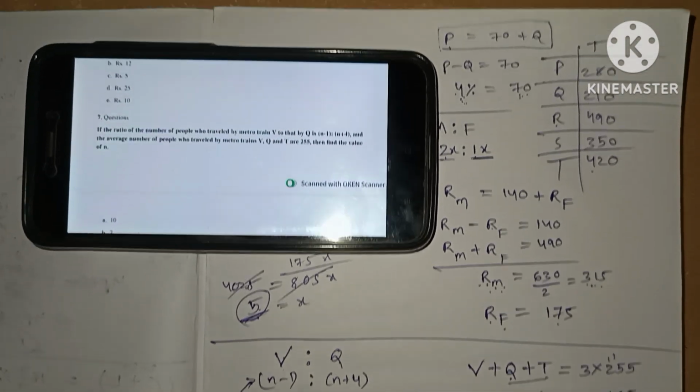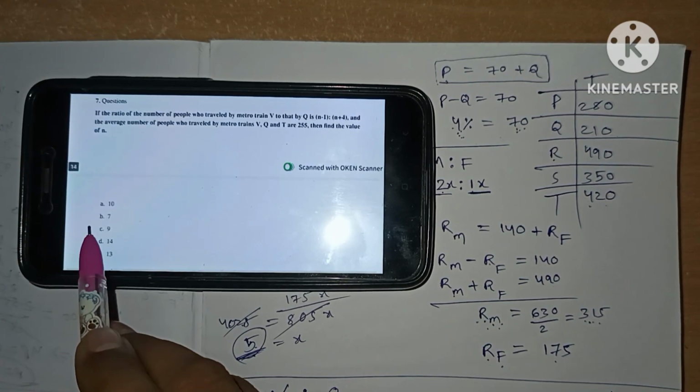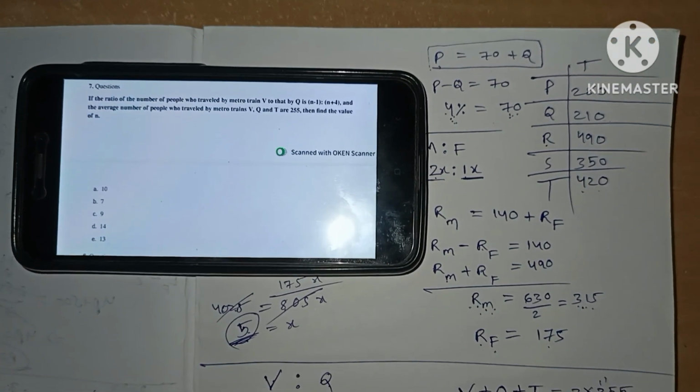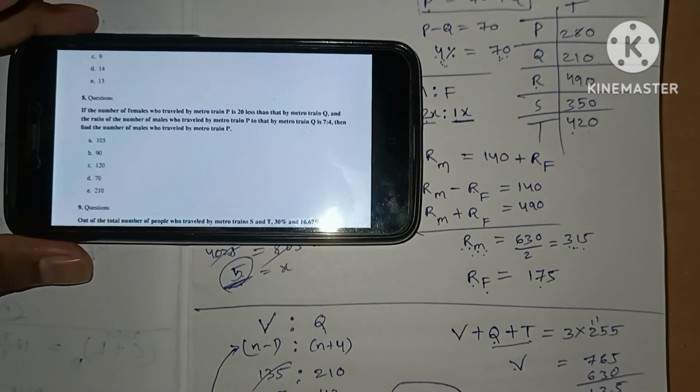So the question asked is to find the value of n. We got 10 as our answer. Option A is our answer. Next question.